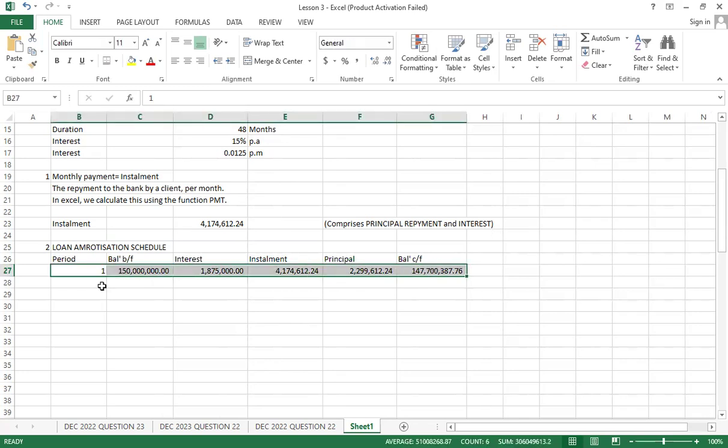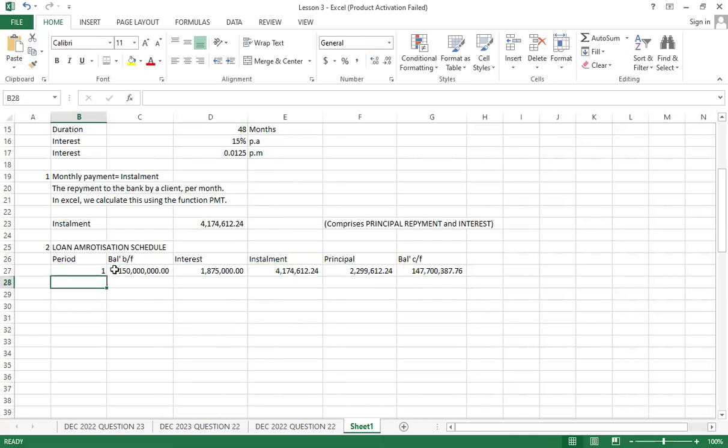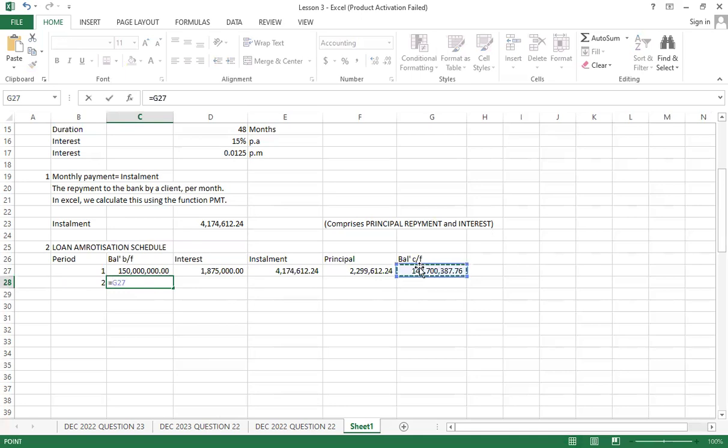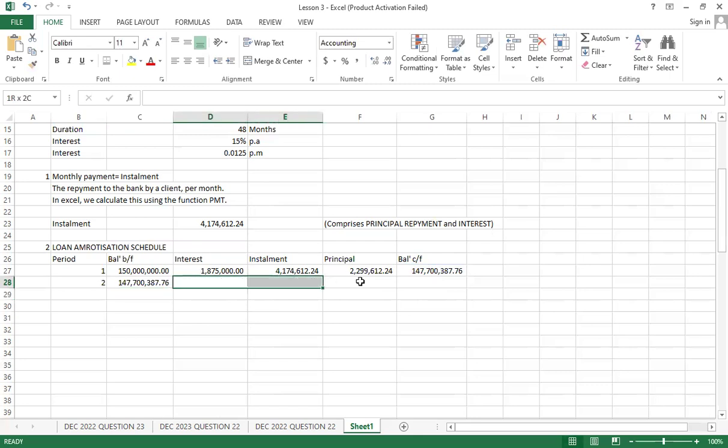Remember, you'll always do period 2 similarly. The brought forward balance at the start of period 2, how much is it? This equals the closing for period 1. So just say equal to, and copy that closing for period 1. Can you then calculate these others in the same manner? Now interest, please compute it in the same manner I will do it.